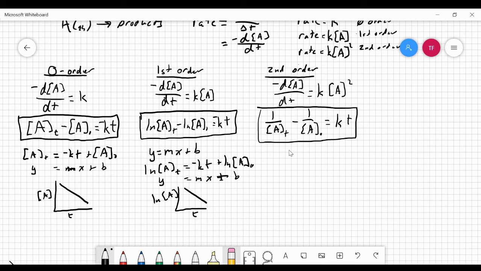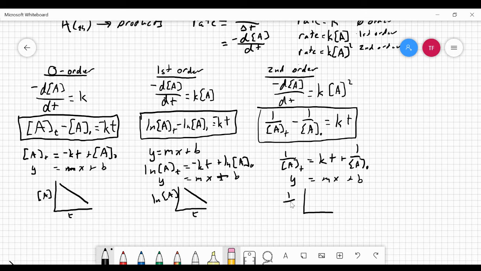So what about second order reactions? Well, again, let's rearrange the equation. 1 over the concentration of A at time t equals kt plus the inverse of the initial concentration of A. So y equals mx plus b. y would be our inverse of the concentration of A, the slope is the value of k, and b is the inverse of our initial concentration of substance A.